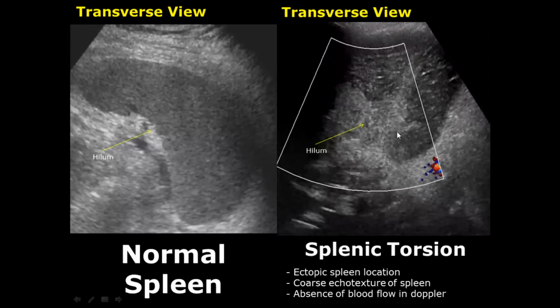Splenic torsion will also give absence of flow on Doppler. It can also lead to infarction. Here you can see infarcted splenic tissue, but the main distinguishing feature is its location. The spleen will not be in its original location. It may be located in the pelvic region or in another location in the abdominal cavity.